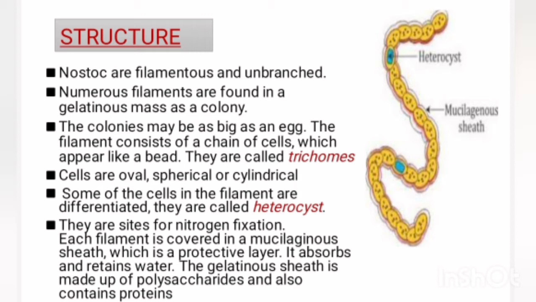The cells of Nostoc are oval, spherical, or cylindrical. Some of the cells in a filament are differentiated, and these differentiated cells are called heterocysts. Heterocysts are the site for nitrogen fixation, and the enzyme nitrogenase fixes the nitrogen. Each filament is covered in a mucilaginous sheath, which is the protective layer, and it absorbs and retains water. The gelatinous sheath is made up of polysaccharides and also proteins.